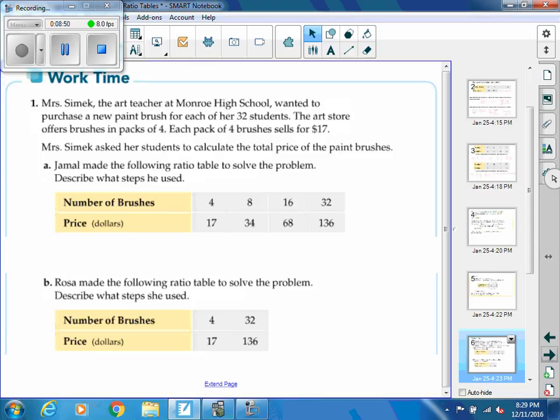Okay, so he started out with 4 over 17. Then he went 8 over 34, 16 over 68, 32 over 136. Okay? So what Jamal kept doing here, to get from one to the other, is he just kept multiplying by 2. And if you look at the bottom, same thing. He just kept multiplying by 2. All right?